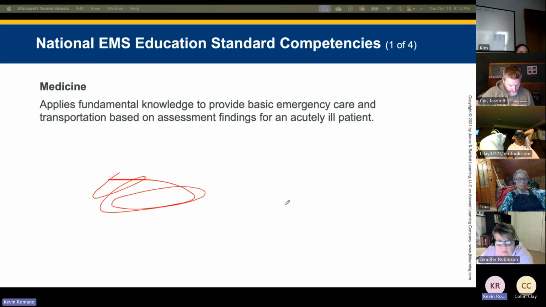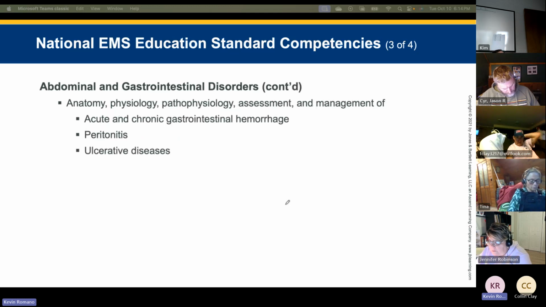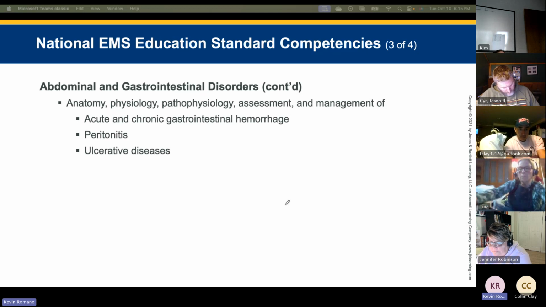All right, so we're going to cover the assessment of findings for the acutely ill patient. We're going to cover pretty heavily the gastrointestinal disorders, abdominal pain as well, anatomy presentations, and the management of shock associated with abdominal emergencies, gastrointestinal bleeding, the upper and lower GI bleeds, things like that. We're going to get more into the acute and chronic gastrointestinal hemorrhages, peritonitis, ulcerative diseases, things like that. And this will play a part too, with patients that have active ulcers.